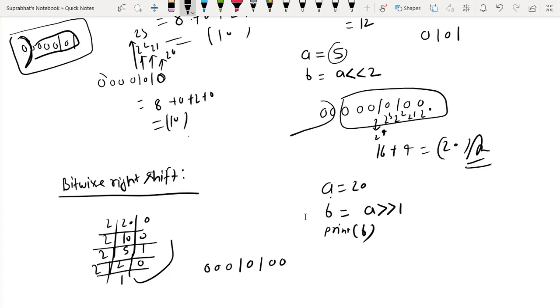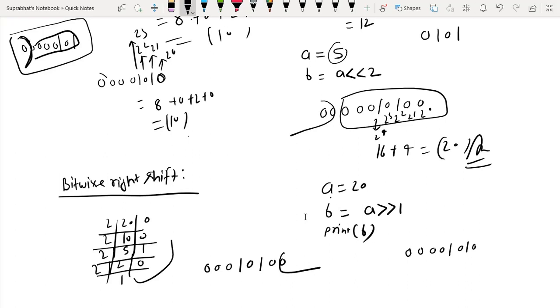Now the case is right shift. In right shift, the rightmost bit is shifted out. This bit will be shifted, so now we will add additional bits from the left side. So now the answer becomes 0 0 0 0 1 0 1 0.